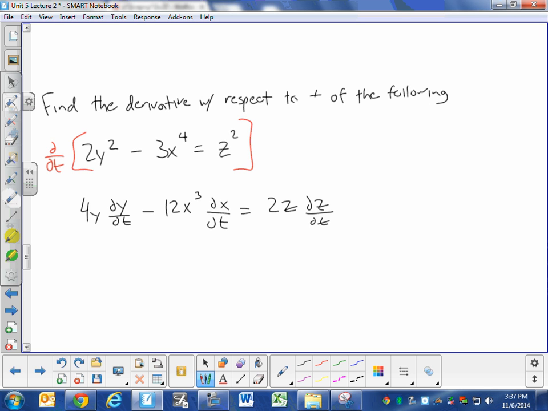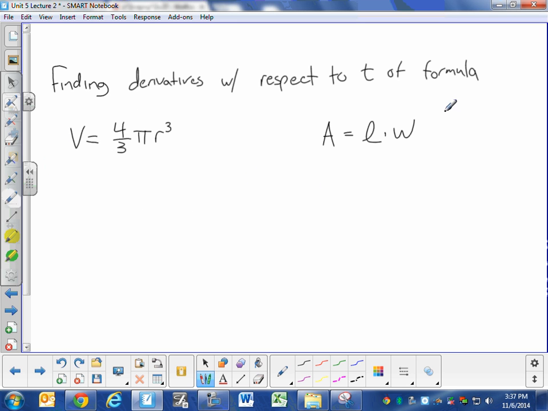Well, what we will be doing is we'll be taking formulas, and you'll be asked to find how the area of a rectangle is changing at a specific moment when the length is this length and the change in the length is this. What you'll have to do is be able to take the derivative of a formula like this with respect to t. Don't worry, it's just different variables. Think of them as x's and y's and z's.